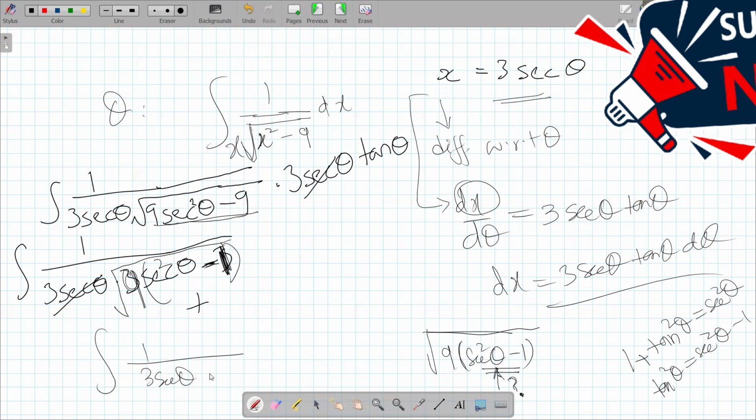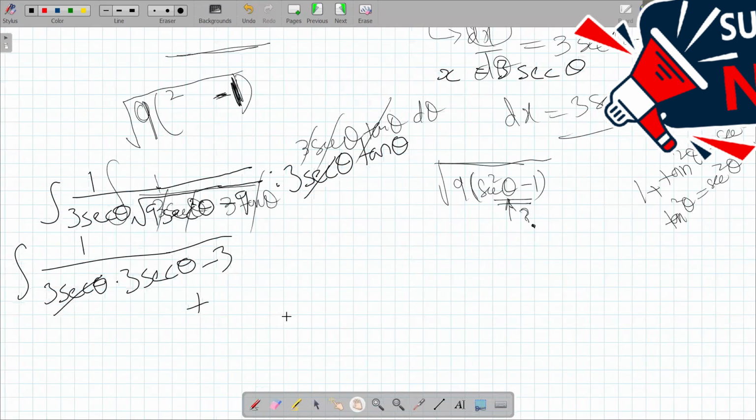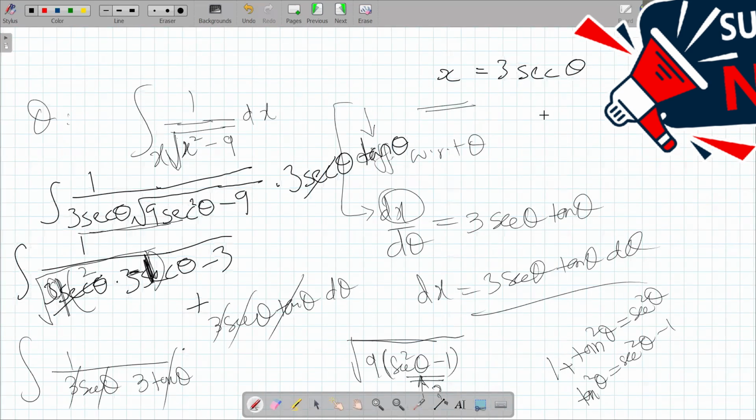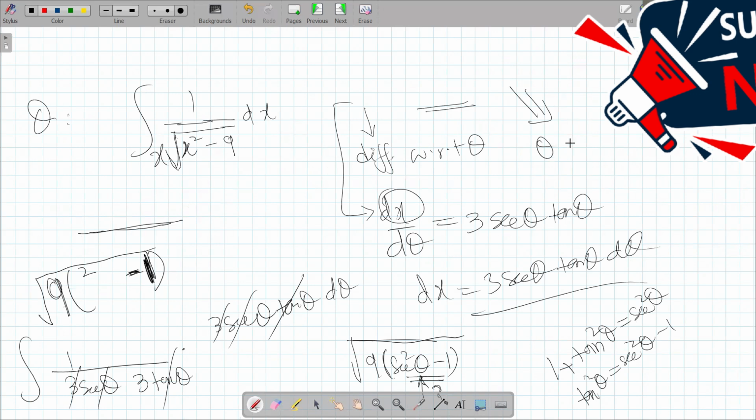So in the denominator we have 3 sec theta and 3 tan theta, and in the numerator we have 3 sec theta tan theta. So 3 will be cancelled, sec theta will cancel out, tan theta will be cancelled, and we only get d theta. So we have 1 over 3 times the integral of d theta, which is theta plus c. Now I see.